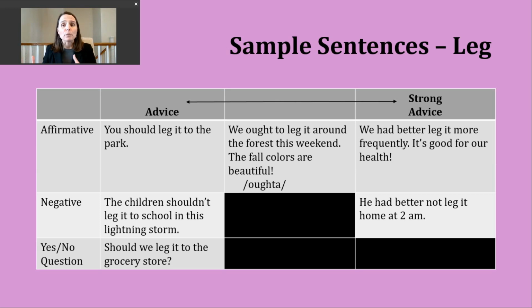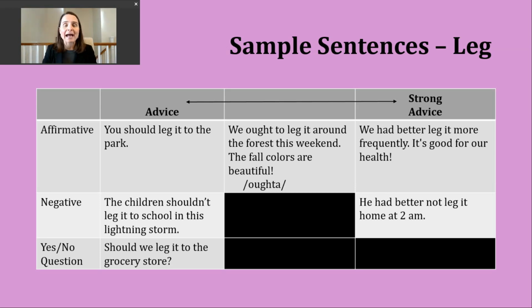The third way we can give advice is through using "had better" and then the base verb. And this is considered to be sort of the strongest way to give advice. And many times, what we might be saying or implying, if we don't use the actual words, is that there are consequences if we don't follow this particular piece of advice.